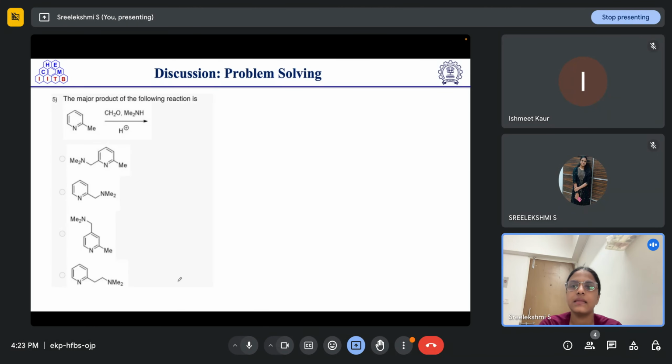So again one more Mannich reaction, the major product of the following reaction. This is 2-methyl pyridine. We are treating under this Mannich condition. Is it option D? Yes, option D. So how is it happening actually?